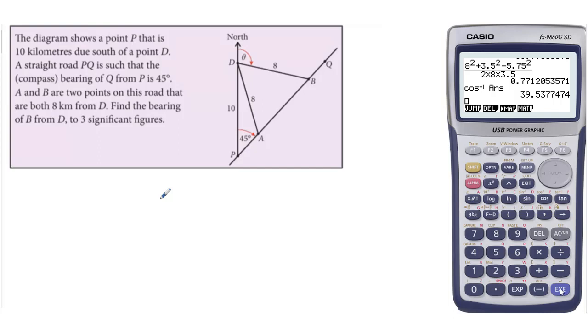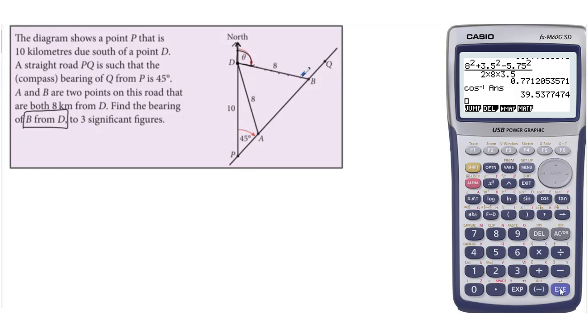And you need to find the bearing of B from D. They've even told you what angle you're looking for. The bearing of B from D means you start at D, you draw a north arrow, and then you go clockwise, as in you have to turn through that angle in order to be facing the place where you're going, as in B in this case. So we need to find that angle.